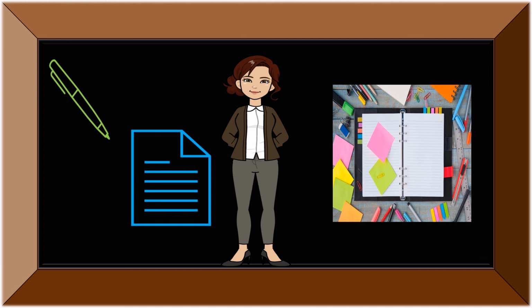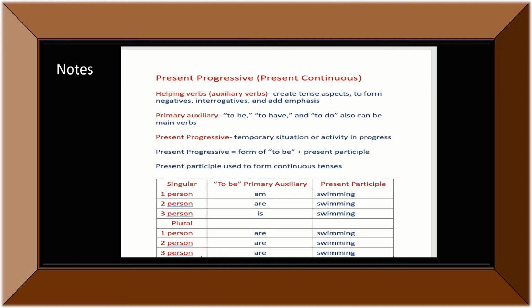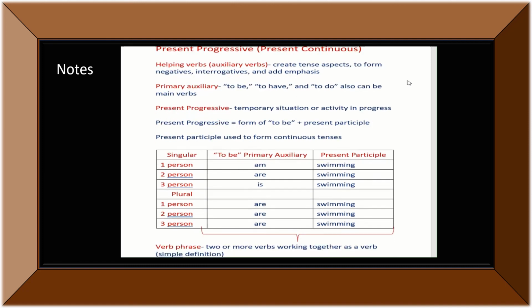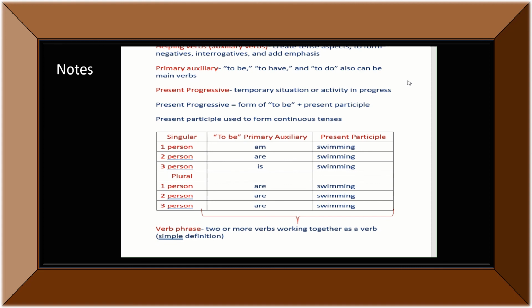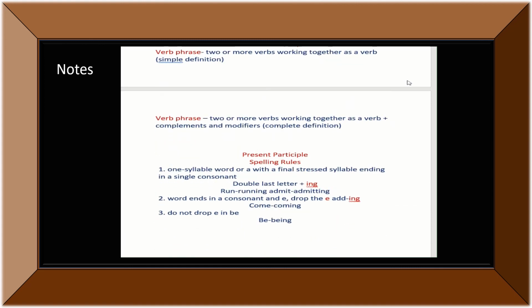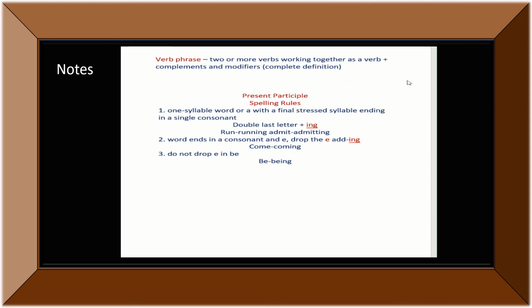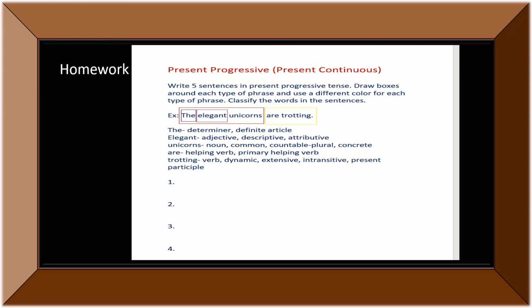It's that time to take some notes and do some practice. Pause the video to write down the notes. Write 5 sentences in present progressive tense. Draw boxes around each type of phrase and use a different color for each type of phrase. Classify the words in the sentences. I'll give you an example: The elegant unicorns are trotting. And then I classify the words.